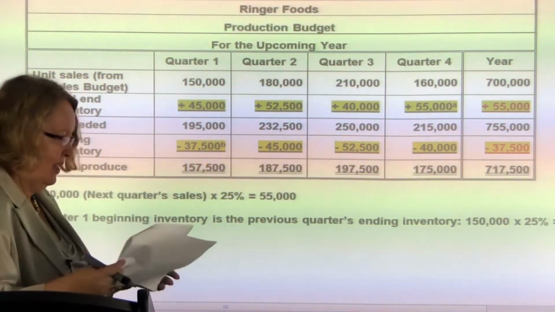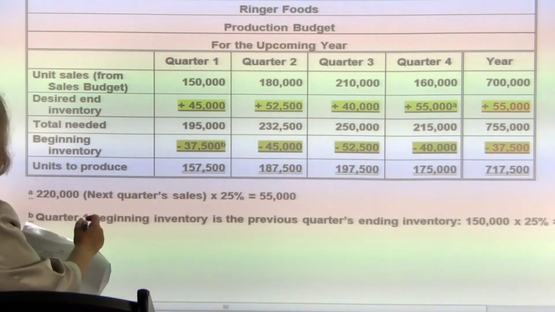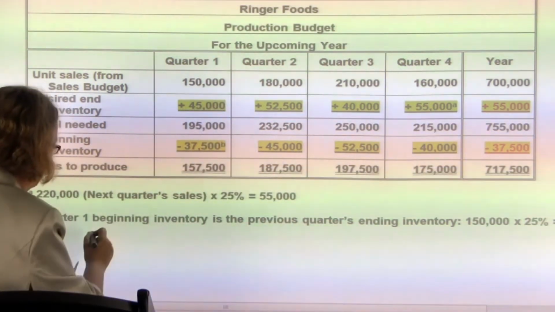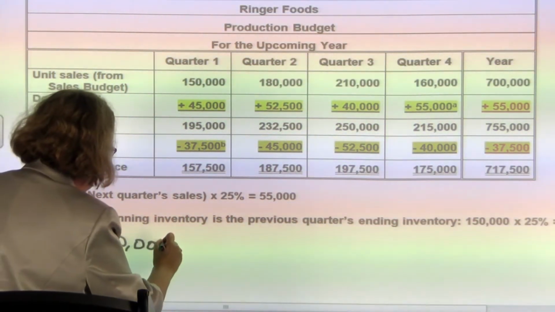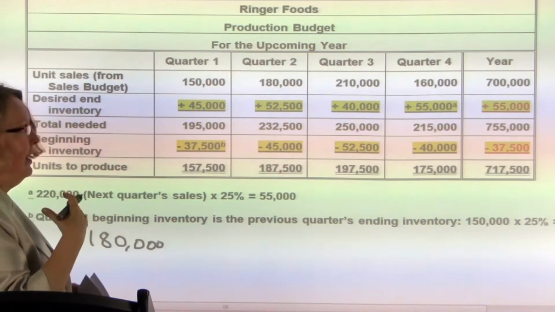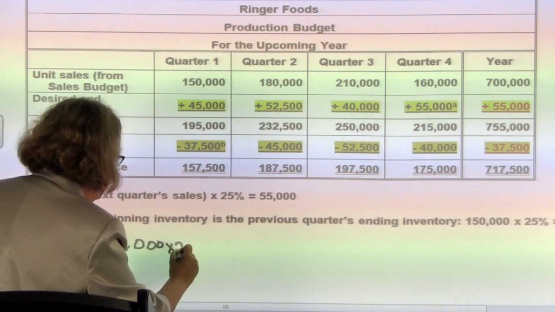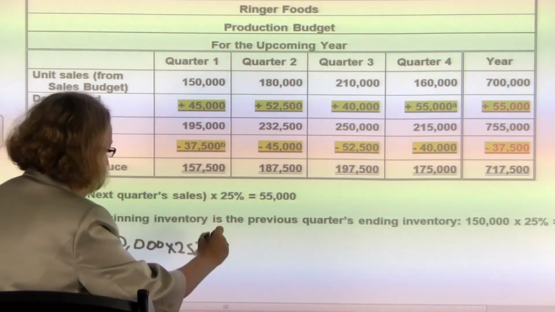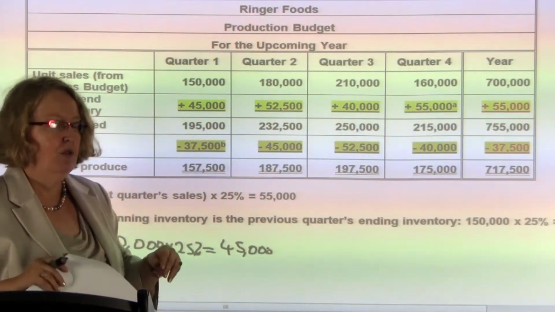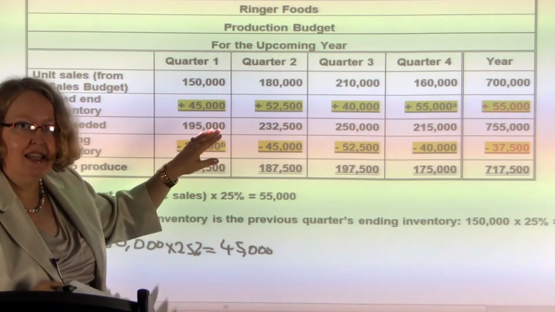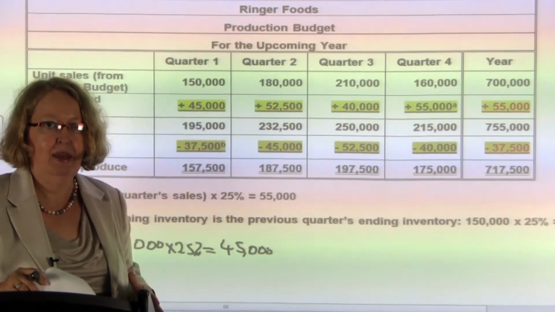Here, your desired ending inventory is going to be equal to, you're told, 25% of the following month's sales. So when you look at the 45,000, where you're coming up with that from is you're taking your 180,000 for the next month. You're expecting to sell 180,000 units, and you want to make sure that you have your ending inventory equal to 25% of that. So times 25% is equal to 45,000 units. And the reason for that is you want to make sure you have enough inventory to get started on the next quarter. You don't want to be there waiting for your inventory to come in and have your staff idle and not doing anything.